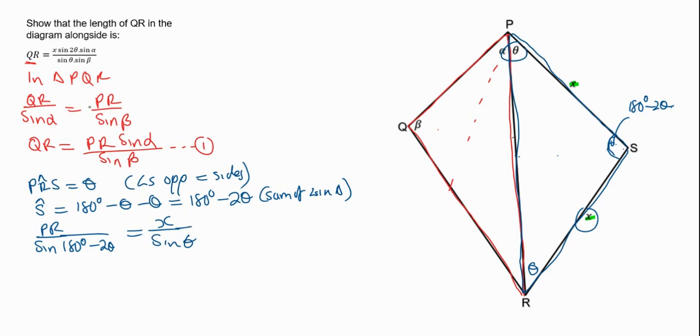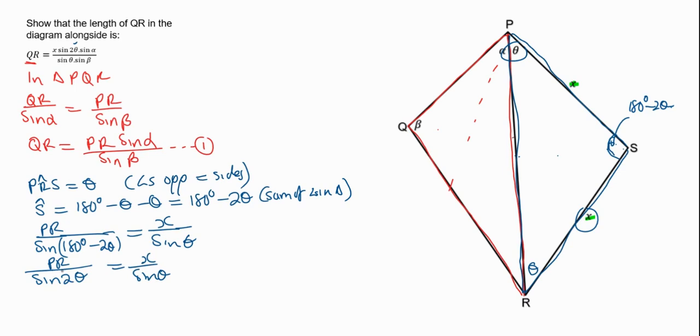Okay, and then if we check here, we have 2 theta. We don't have 180 degrees minus 2 theta. So here we can use a reduction formula. This is in the second quadrant, and in the second quadrant, sine of an angle is positive. So let's use a reduction formula here. PR over sine 2 theta is equal to x over sine theta.